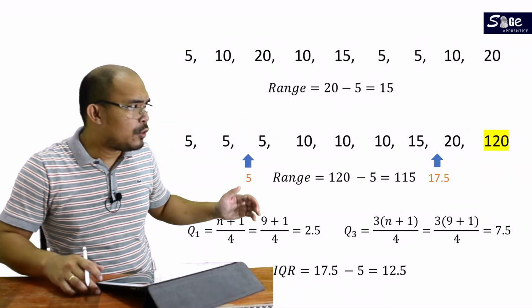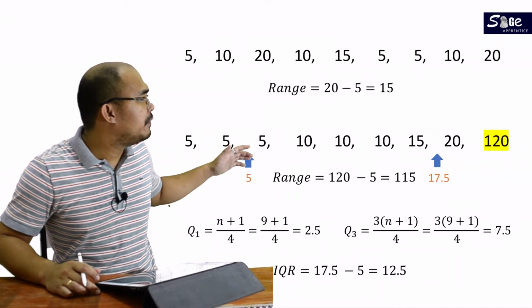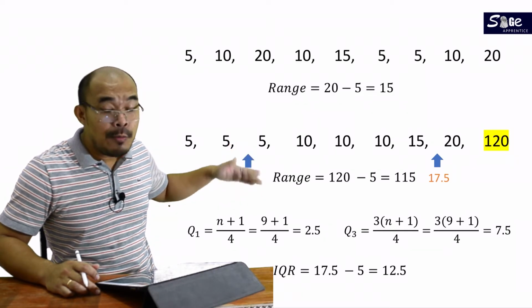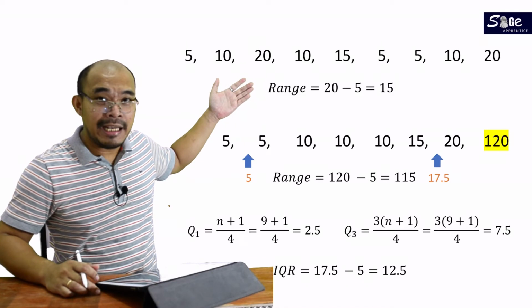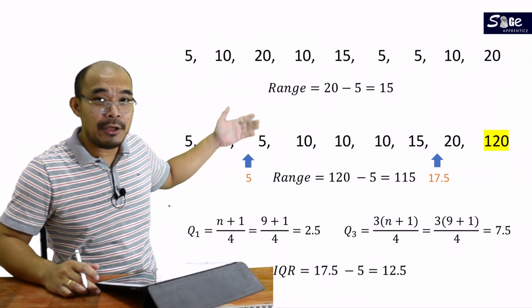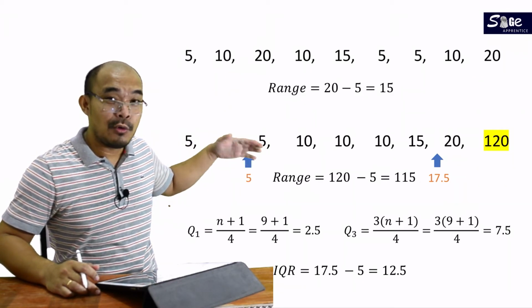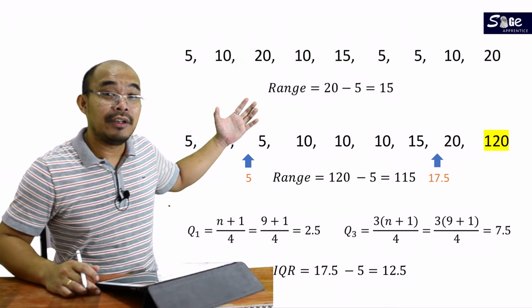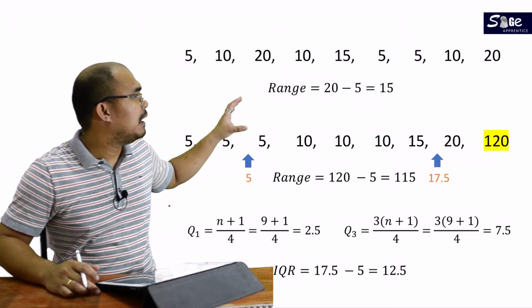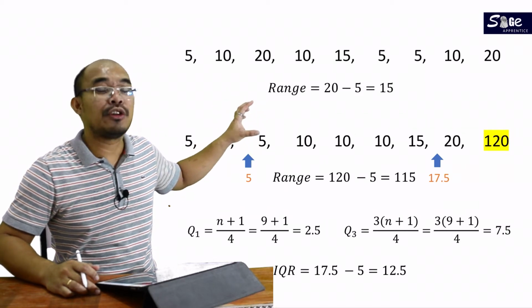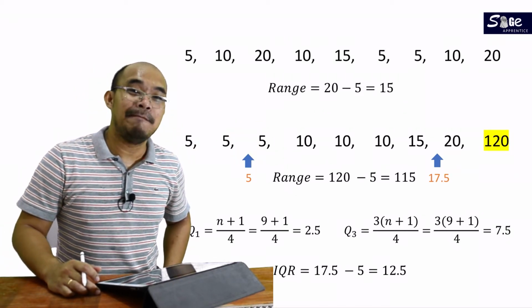Okay? So, now, let's compare the 12.5, our interquartile range, to our range previously, which was 15. So as what we can see, the values are not too different. It is not too far compared to 15. In contrast with the 115, because of that particular extreme value.